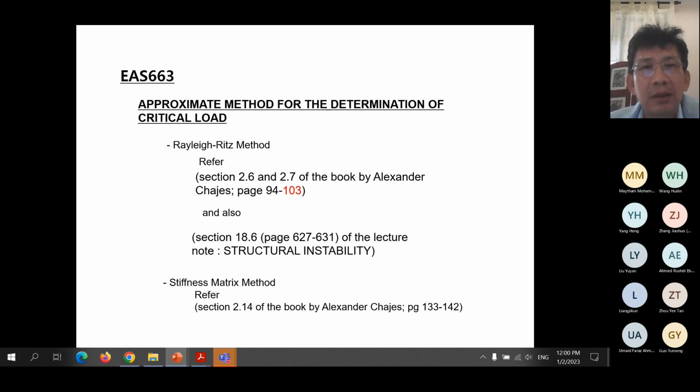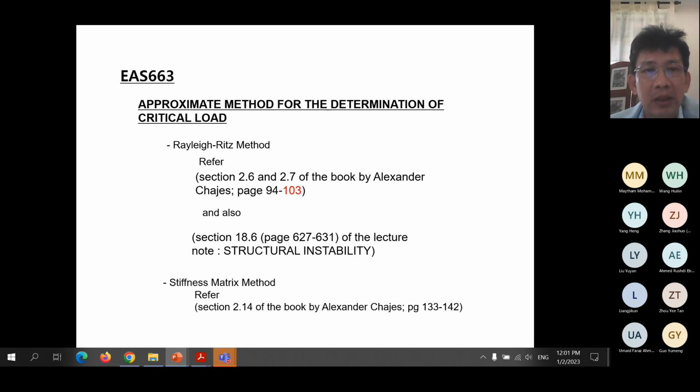So we need to find the potential energy of the external load, which is the axial load. And when we add them up together, we have the total potential energy. Then we apply the principle of stationary potential energy. We come up with the equation of equilibrium. And from that equation of equilibrium, which we establish for the slightly bent configurations, then we can apply the conditions of non-trivial solutions again to determine the P critical. So that is the basic flow of this method.